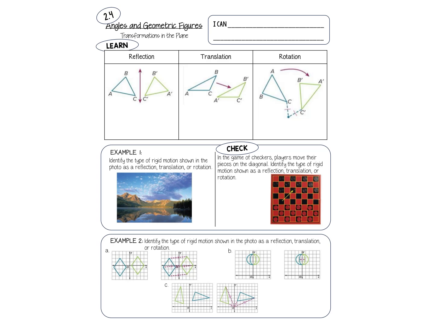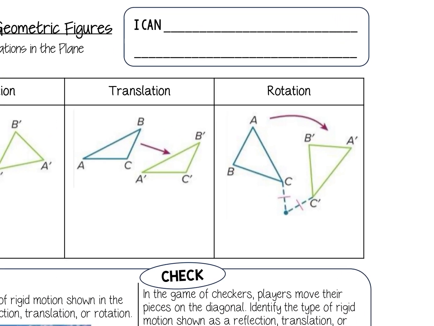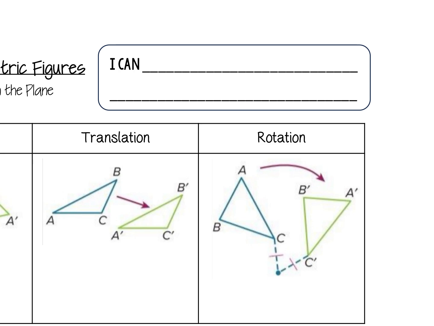All right, so 2.4 is on transformations in the plane, and there is a whole unit on transformations later on in the course, but this is just some basic transformation information that we're going to cover today. So, like the bare minimum generic transformations, and then later on we'll take it a step further. The I can statement for this section: I can analyze figures and identify the types of transformations.